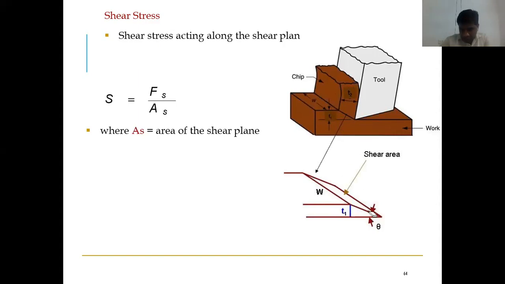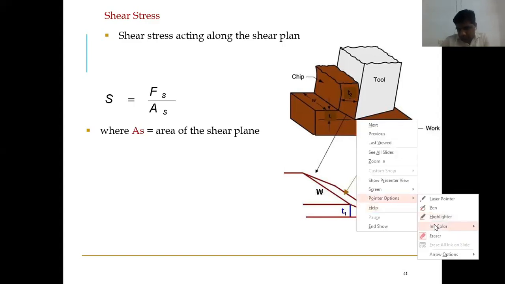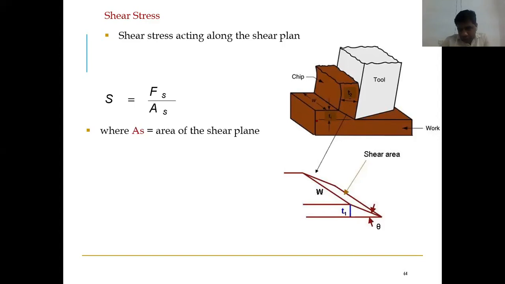If you want to see this, this is your chip, the uncut chip thickness T1, right? I'm taking only this portion. If you take only this portion, it looks like this. This is the uncut chip thickness T1, and this is the angle theta, which is nothing but your shear angle. So from this, what do we need to find? We need to find As.